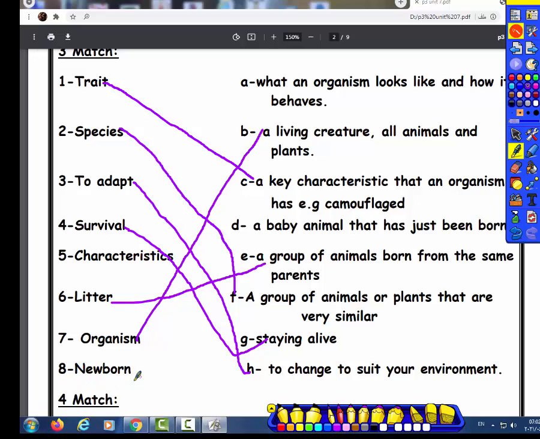Newborn means a baby animal that has just been born. Characteristics, we forgot one word. Characteristics means what an organism looks like and how it behaves.